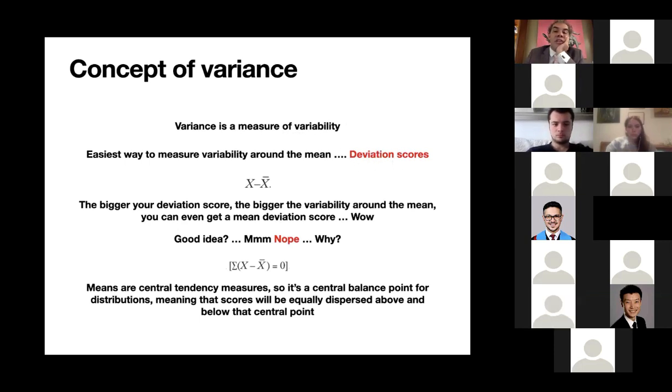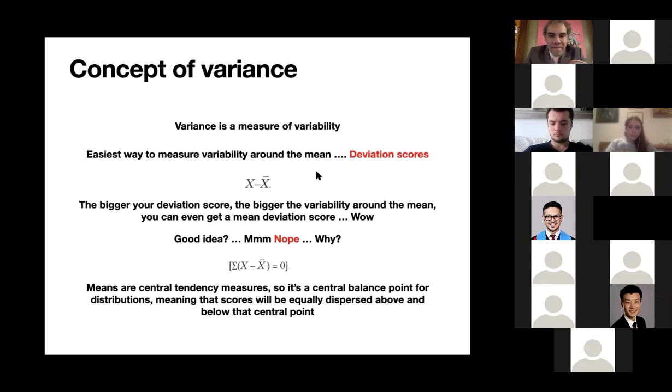What are deviation scores? Every score is not exactly at the mean. Have you seen this bell-shaped curve? The scores are beyond the mean, or they are at the back of the mean. They're not at the mean. So what you do is you subtract the score from the mean.